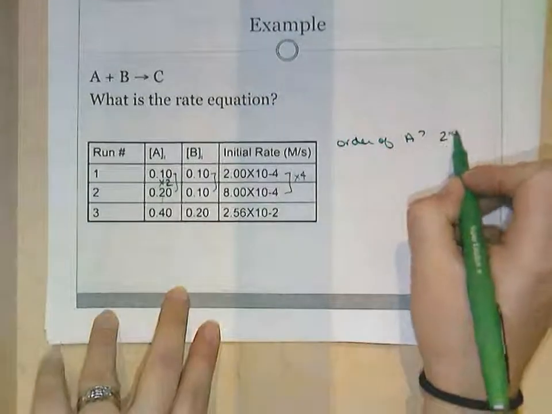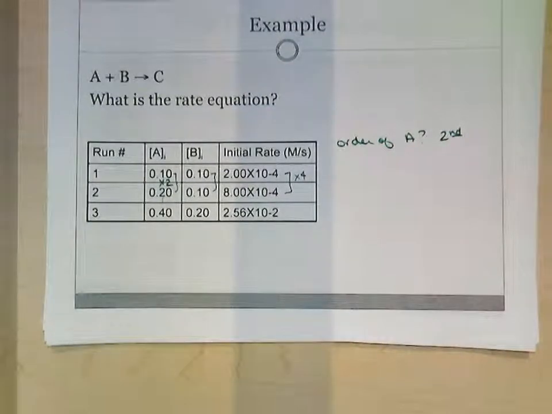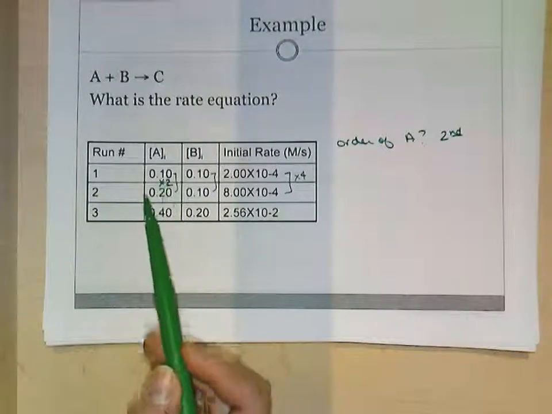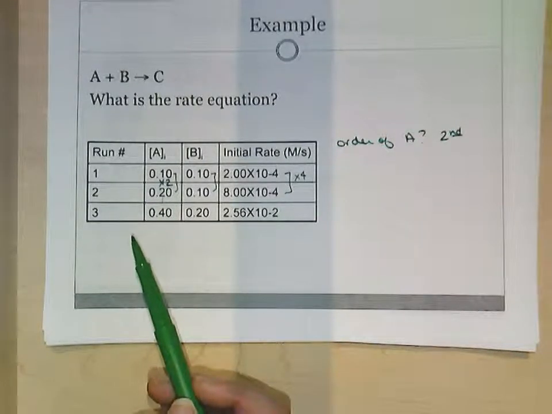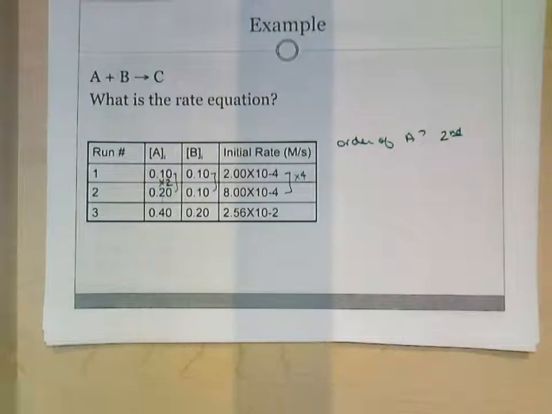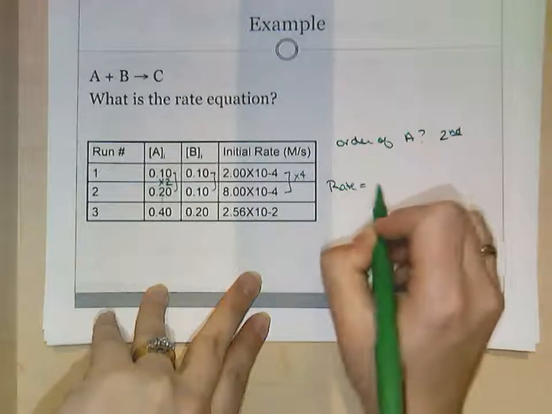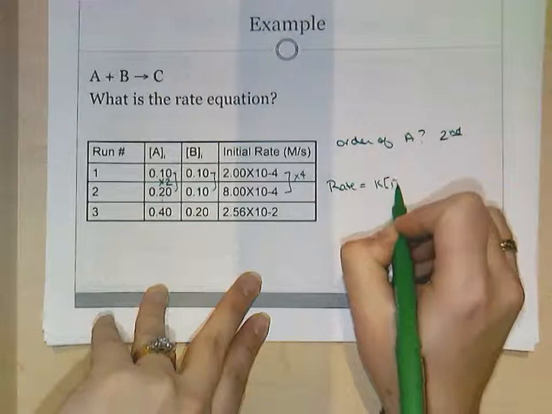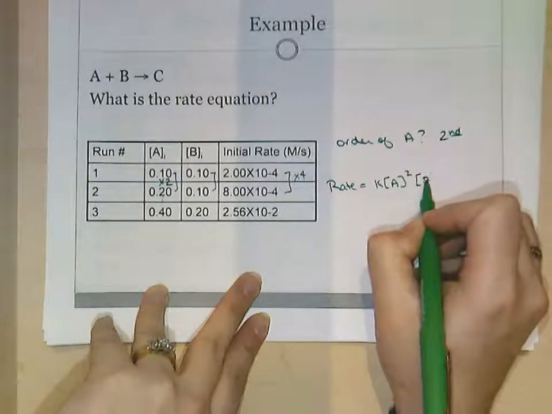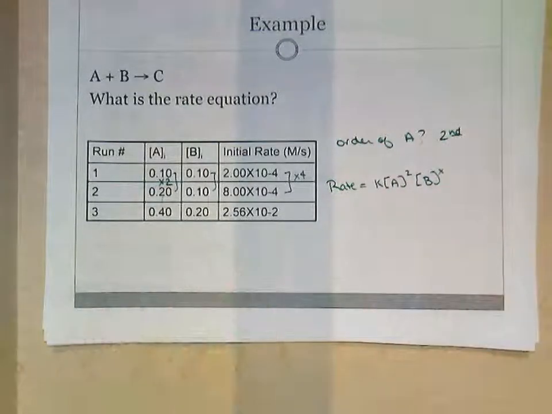Can I do anything like that for B? No. I wasn't paying real great attention when I decided to pick out what runs to do. And I didn't hold A constant for any of my 3 runs. Don't you worry. We can solve it. So right now we're at this point. Right, that's where we're left at.